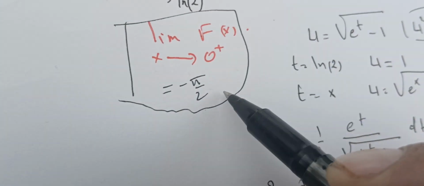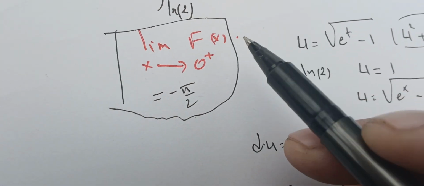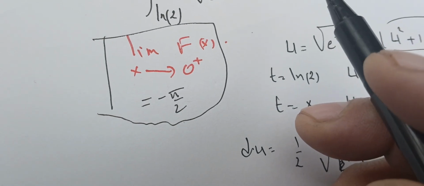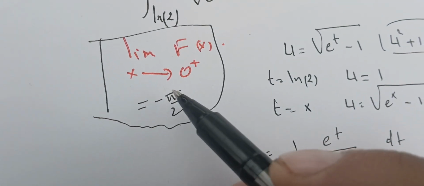So I found the limit. Now we need an interpretation for this. I leave it to you in the comment section. Please tell me what it means for you to have this limit.